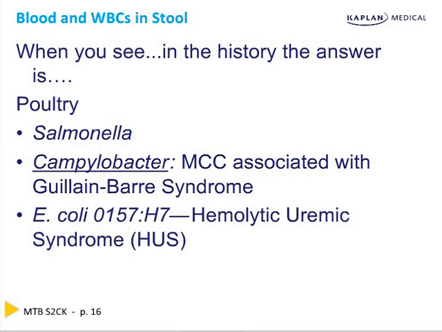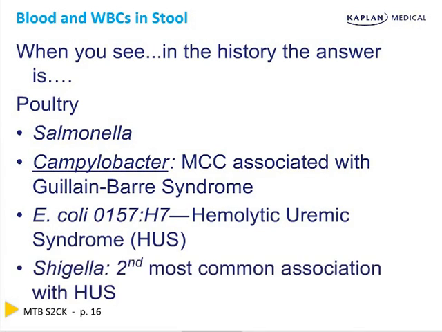Say, hey, there are fragmented cells and low platelets and a high BUN and creatinine. Fragmented cells and low platelets and a high BUN and creatinine: the answer is most likely hemolytic uremic syndrome. And the second most common thing associated with hemolytic uremic syndrome is Shigella. Shiga toxin does it too.